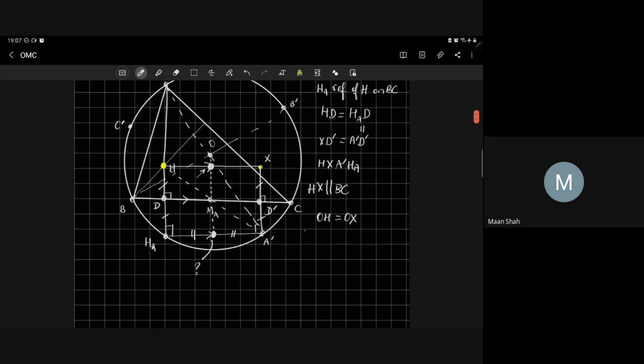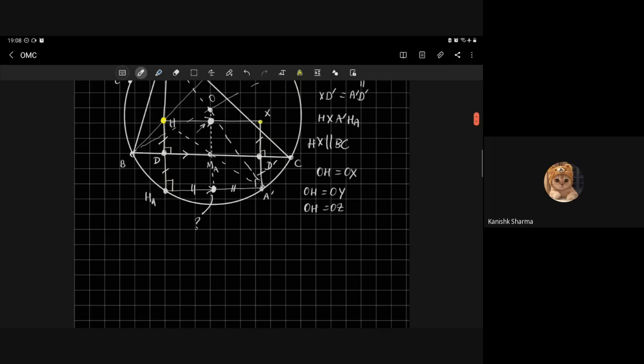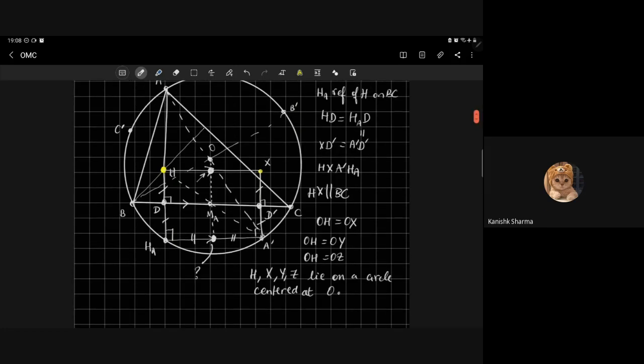Again, by similar argument, OH is equal to OY and OH is equal to OZ. Correct? So that must mean H, X, Y, and Z lie on a circle centered at O. Correct? Yeah, so that completes the proof.